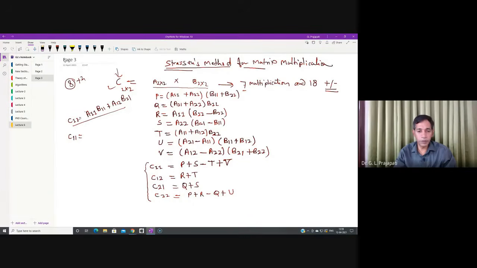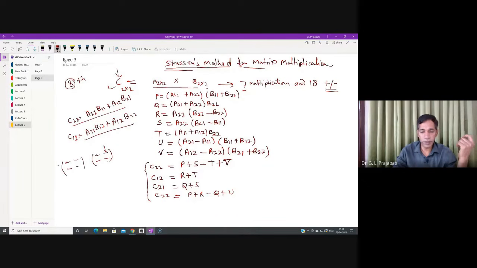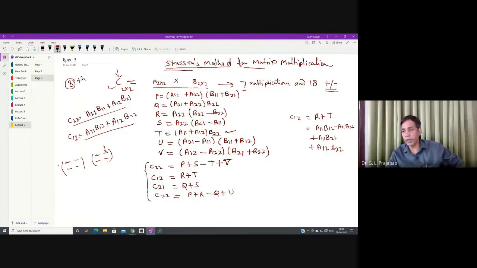If you want to obtain the entry for C12, what is the formula for C12? This is the entry. And if you go for Strassen's, how does it compute C12? If you simplify, A11 B22 and A11 B22 cancel, since one is minus and one is plus. What you get here is A11 B12 plus A12 B22. And you can compare with this.